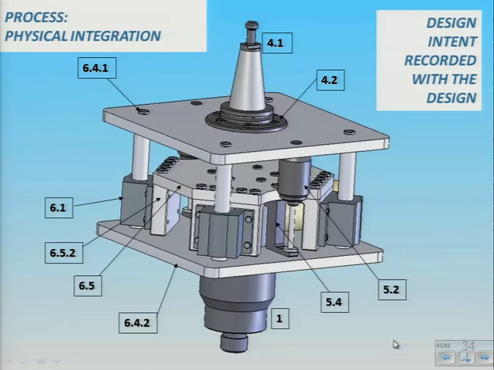At the end of the design, though, what we want to get is the design intent recorded with the design. So we have these keys here. So we can go back and say, well, what was 6.4.2? And that tells me what that surface is. In a mechanical design, every surface and every member should have some kind of design intent attached to it.